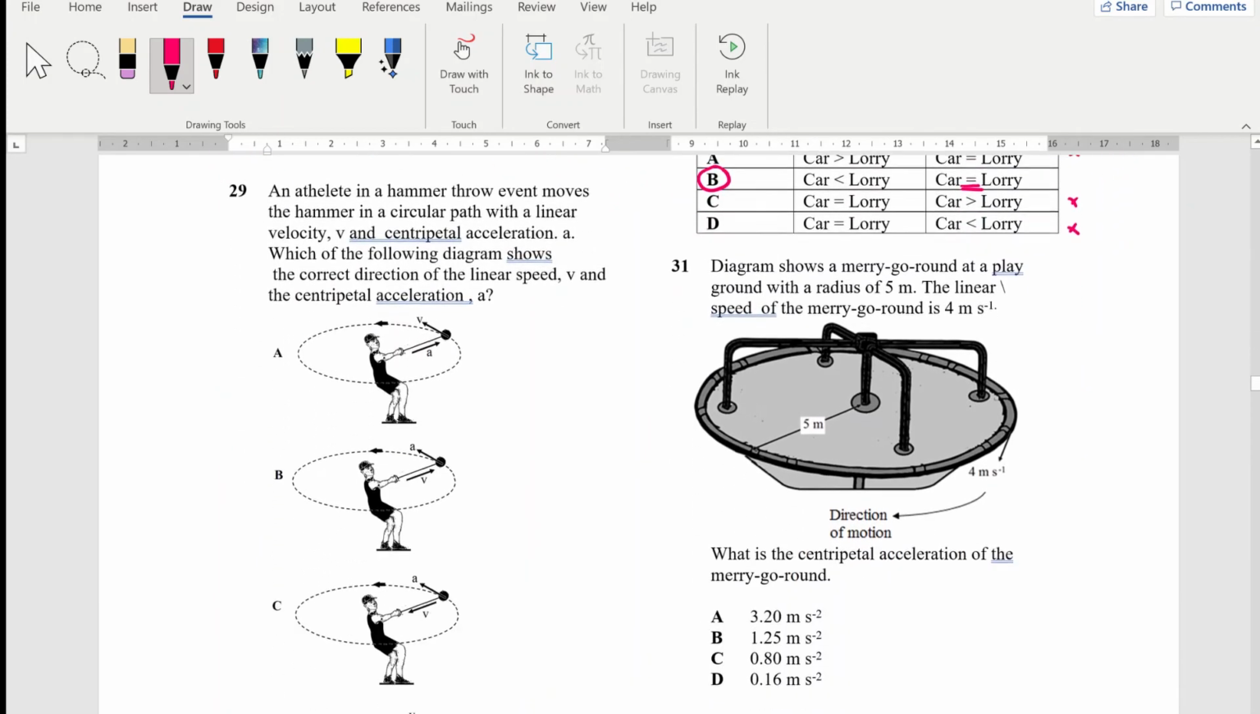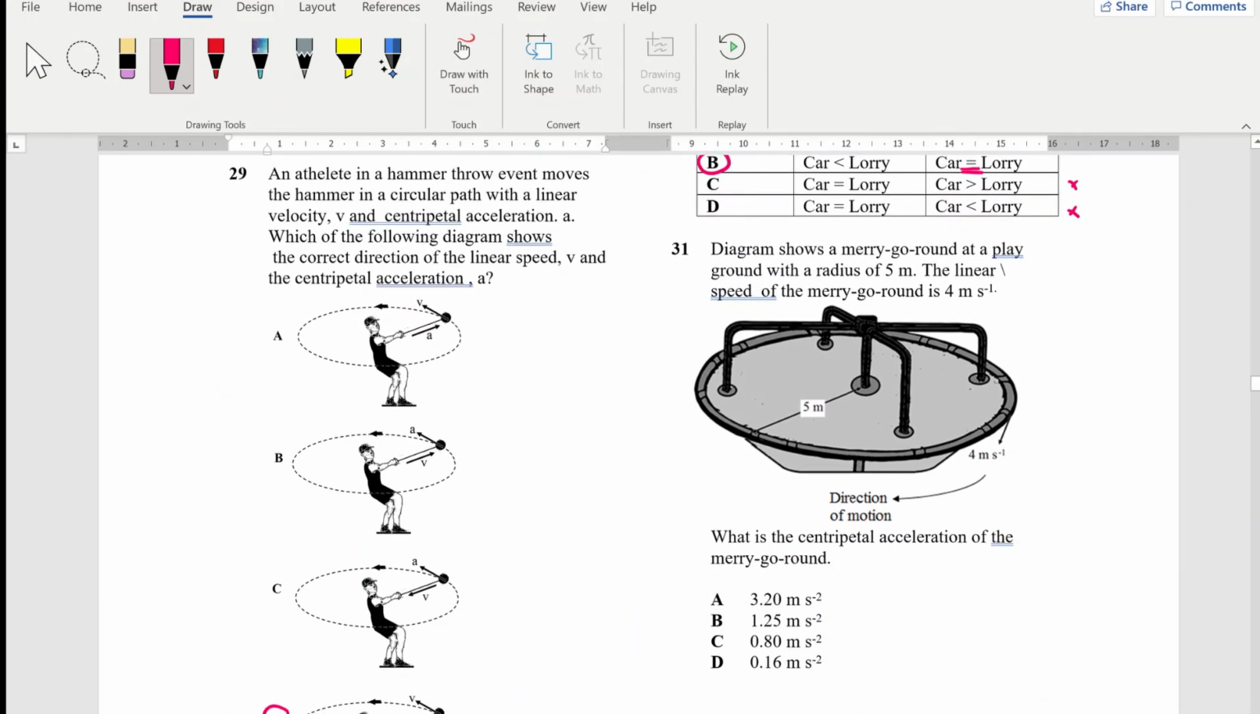31. Diagram shows a merry-go-round at a playground with a radius of 5 meter. The linear speed of the merry-go-round is 4 meter per second. What is the centripetal acceleration of the merry-go-round? Okay, so this one is just the formula. Kita dapatlah jawapan ayam. Okay.